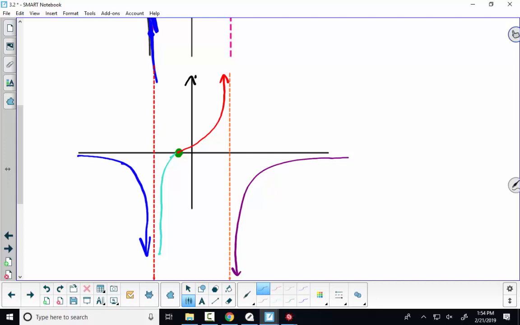Should label this f prime of x, and this is x. So there's the graph of the derivative.